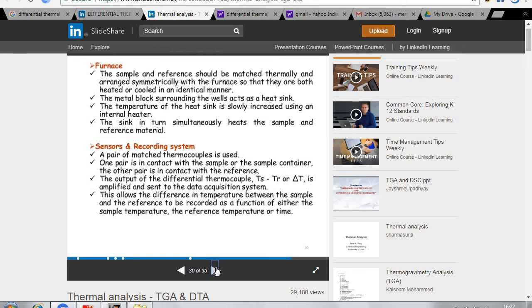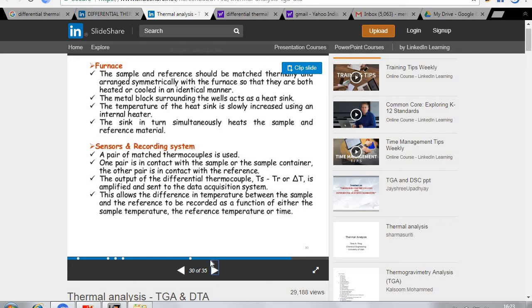Okay, and then the furnace, the sample and the reference should be matched thermally and arranged symmetrically within the furnace so that they are both heated or cooled in an identical manner. And the metal blocks surrounding the walls act like a heat sink so that the heat is not transmitted out of the instrument. Okay, there is no heat loss. The temperature of the heat sink is slowly increased using an internal heater. You're going to place a thermocouple or some kind of heating source there, right? The sink in turn simultaneously heats the sample and the reference material at the same time.